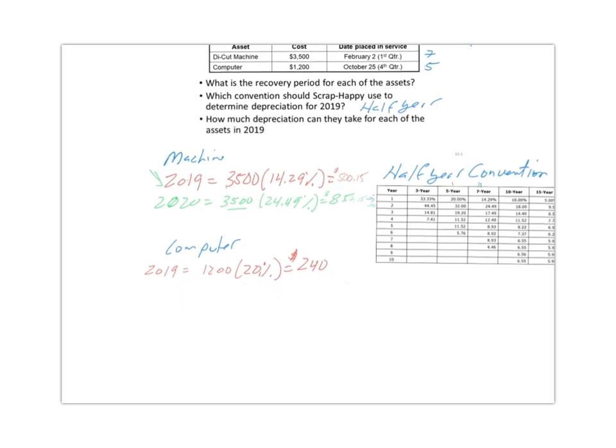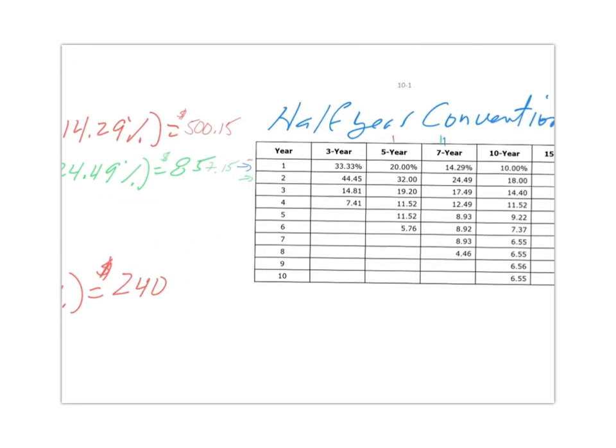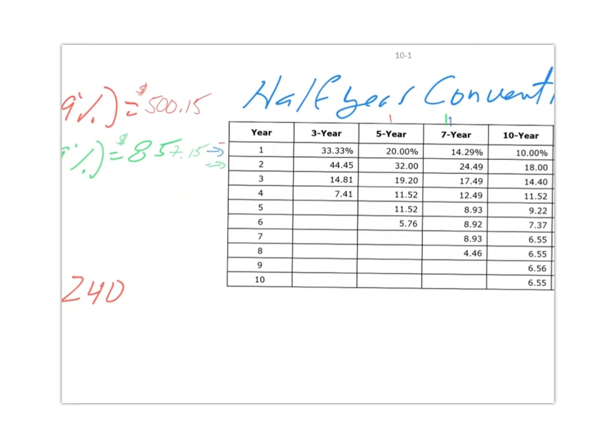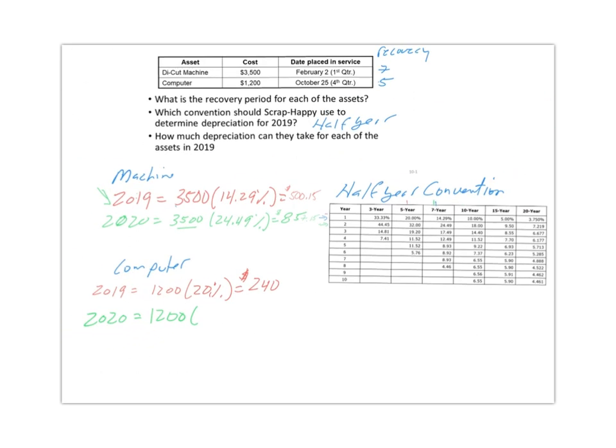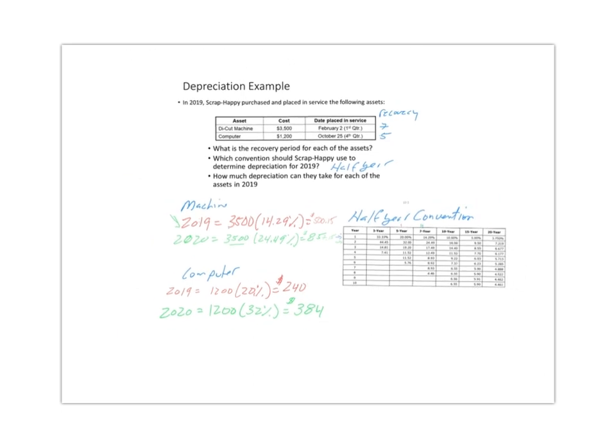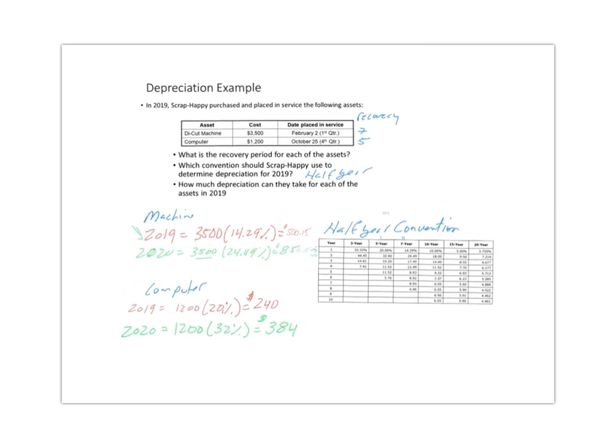And then if we move to 2020, still $1,200 for our depreciable base. And now we go over to 5-year property and look at year 2, and our percent is 32%. And then our year 2 depreciation is $384. Okay, and that is how you apply the half-year convention. All right, on to the next slide.